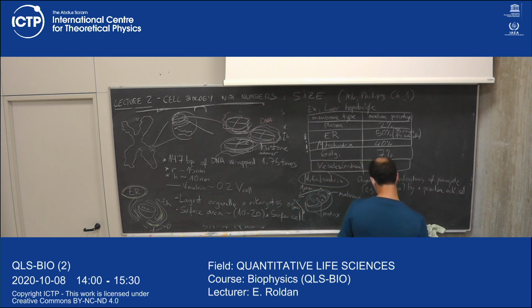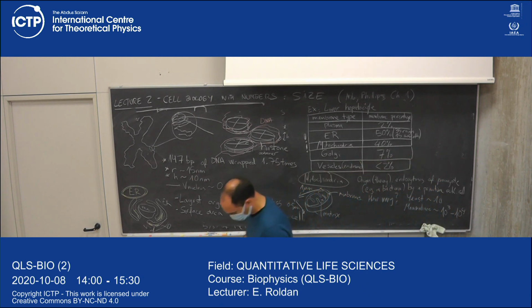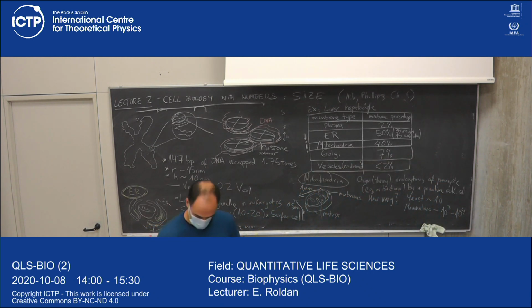An interesting number is how many do we have? In yeast, there are around 10. But in mammalians, like humans, there are many more. There are between 10 to the 3 and 10 to the 4 per cell. There are quite so many inside the human cell.